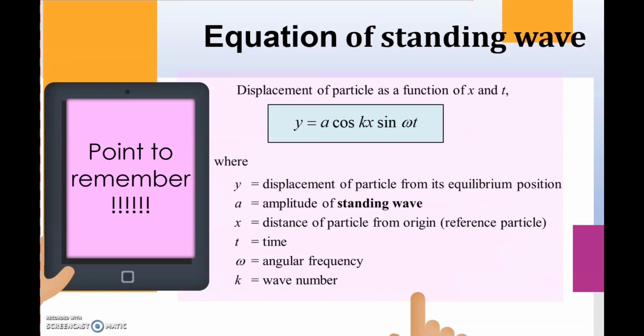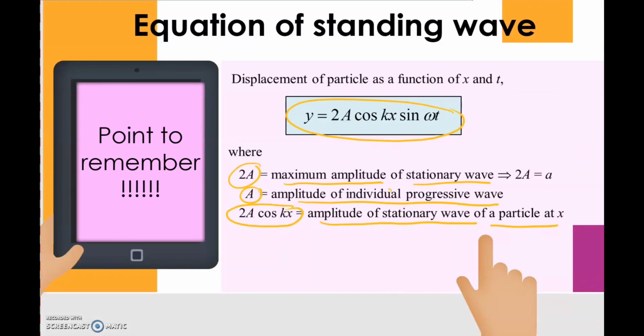Alright, so this is also the equation for standing wave. So here you have y equal to a cos kx sin omega t, where a is the amplitude of standing wave. Actually, it is 2a, where this a, as I said before, is the amplitude of individual progressive wave. Okay, so we can substitute y equal to a cos kx sin omega t.